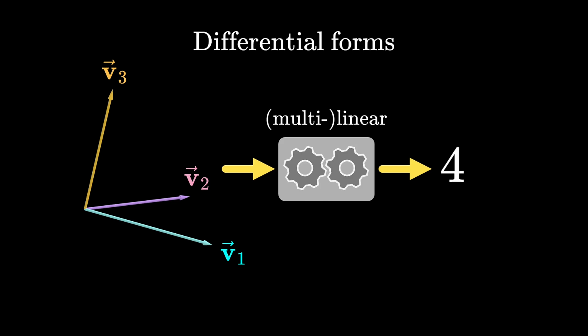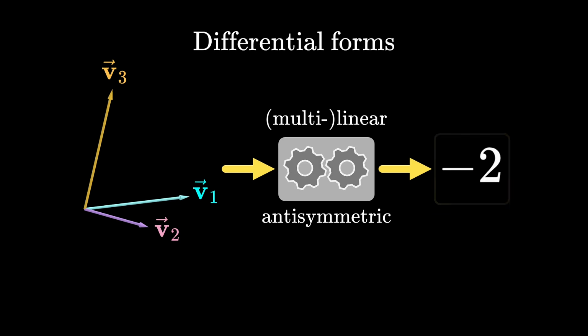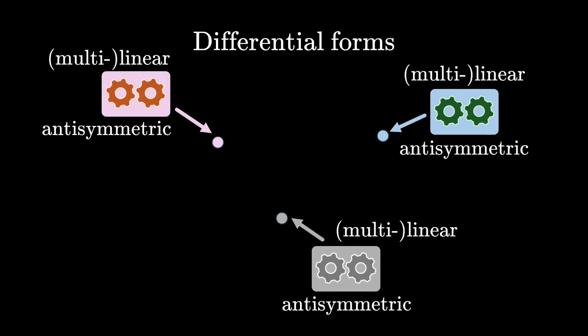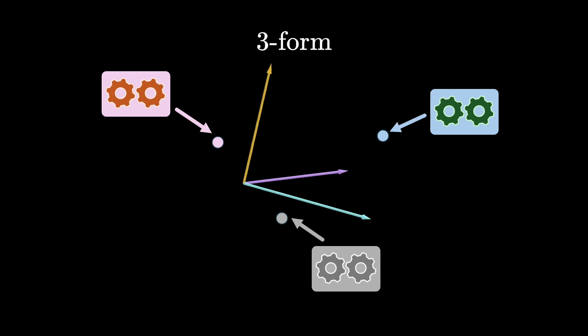It's multilinear in the sense that if I divide any vector by 2, the output is half as much as before. It's also antisymmetric, so that if I swap any two vectors in the input, the output is the negative of what it was before. Overall, a differential form is a collection of these multilinear, antisymmetric machines at different points. If all of them take in 3 vectors as input, we call this collection a 3-form.